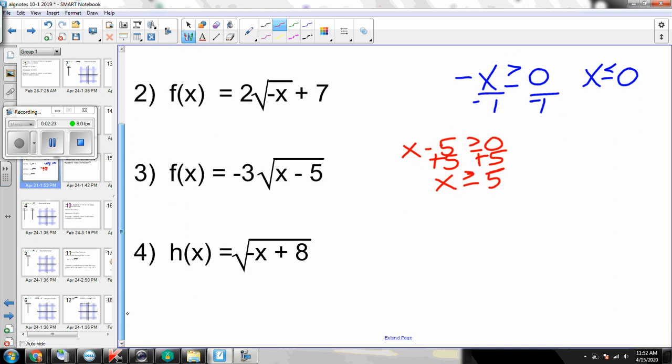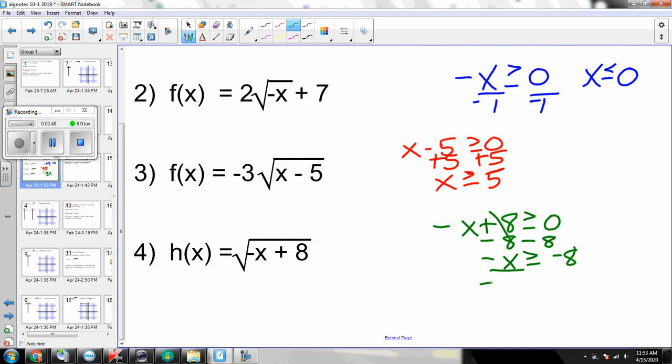On number 4, x is under the radical, and under the radical it says negative x plus 8. So I know negative x plus 8 has to be greater than or equal to 0 for me to take the square root of that. So I'm going to solve this inequality for x to see what values x can be. First, I'm going to take away 8, and I'll get negative x is greater than or equal to negative 8. Then I'm going to divide both sides by a negative 1. When I divide by a negative, I have to flip my sign, so x is less than or equal to 8. So the domain would be all real numbers less than or equal to 8.